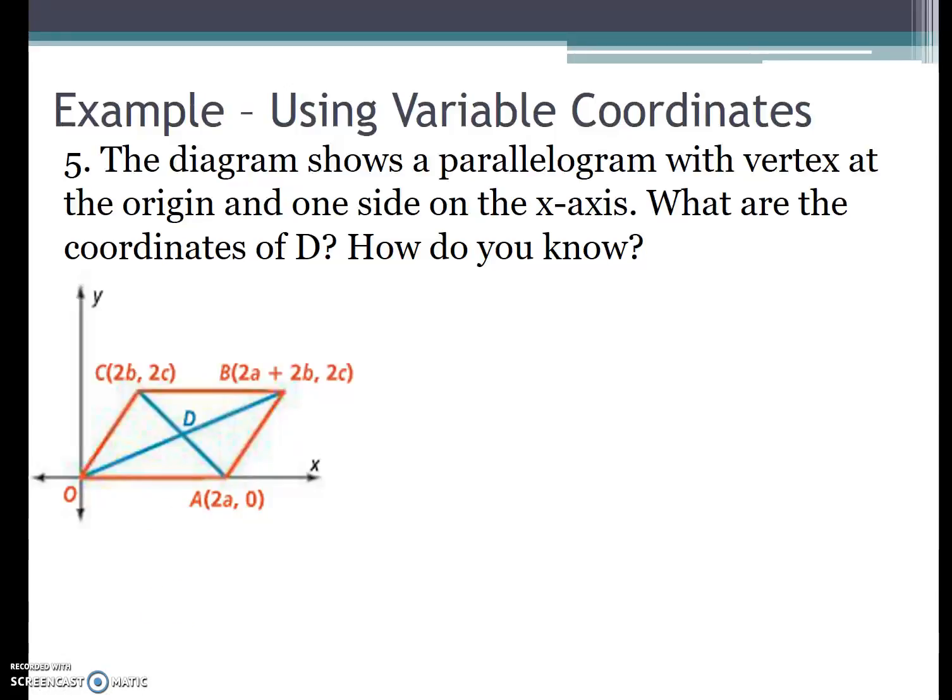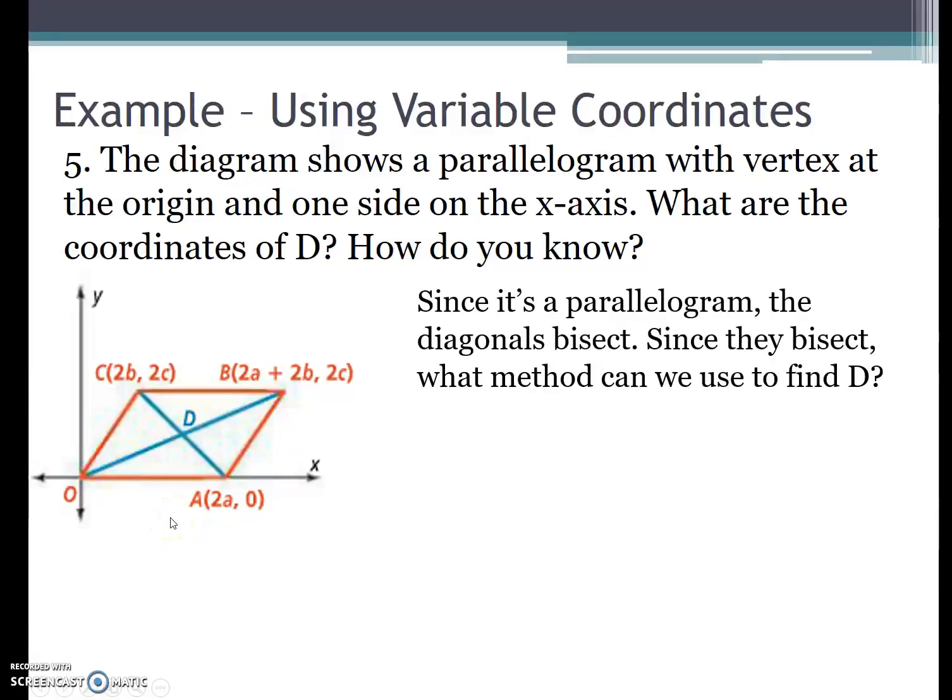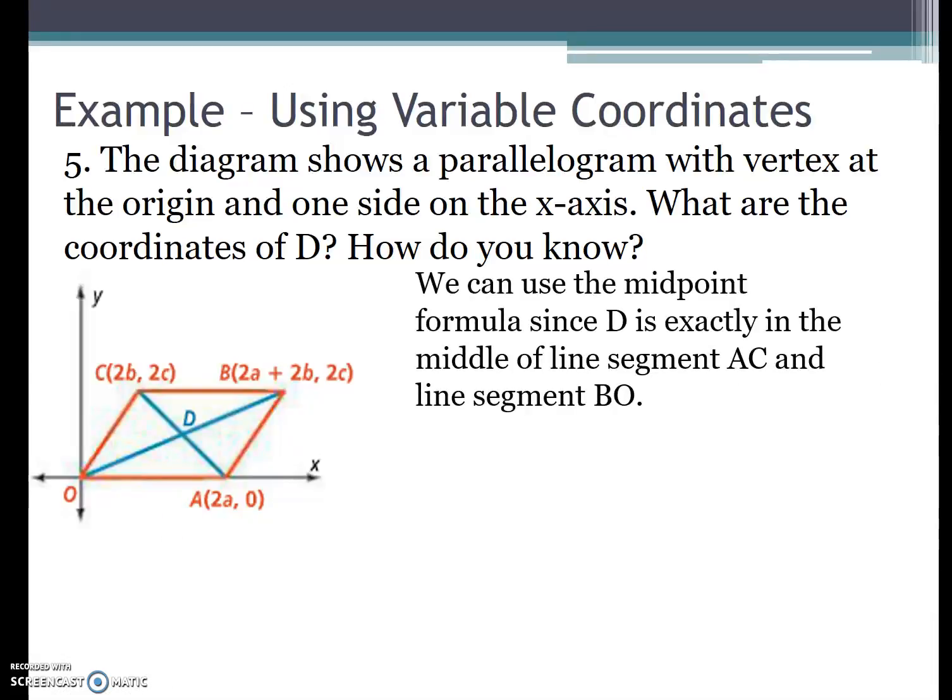I know that the diagonals are bisecting each other. So if that's the case, this letter D here has to be exactly in the middle. Okay, so what we're going to essentially use is the midpoint formula, okay? Again, that's because D is in the middle of both CA and of BO. So that's what I'm going to use. Now, there's two ways we can do it.